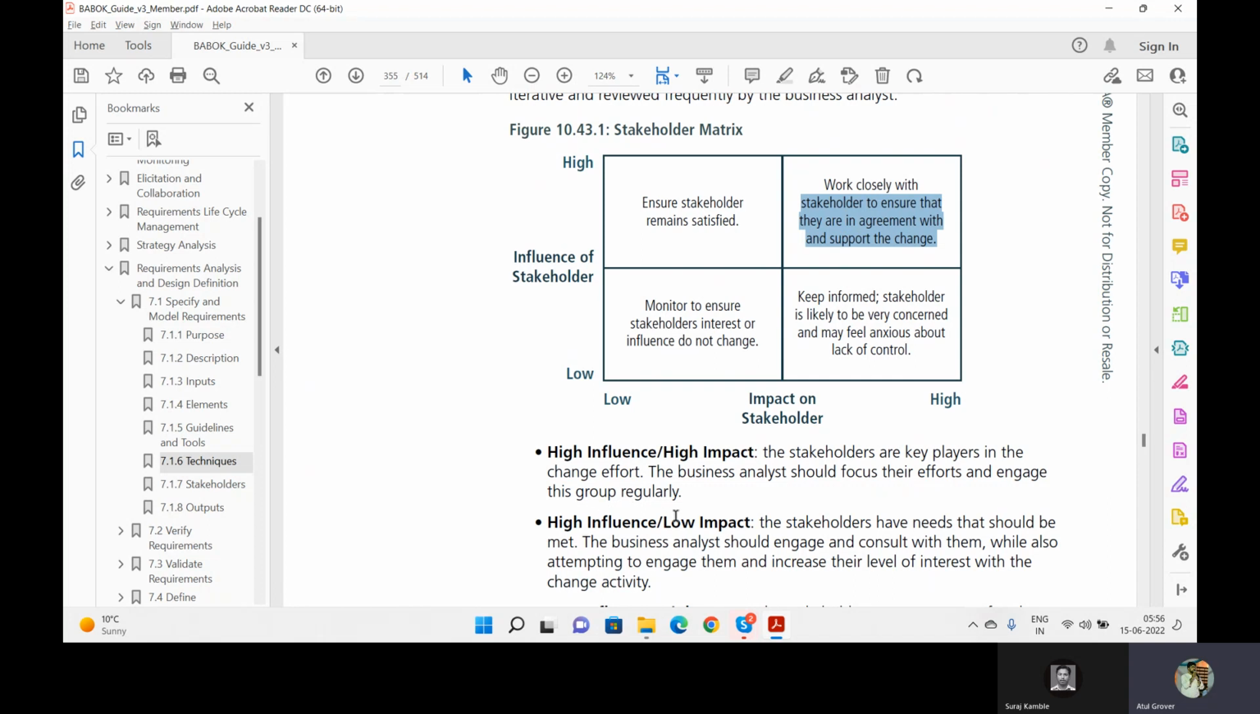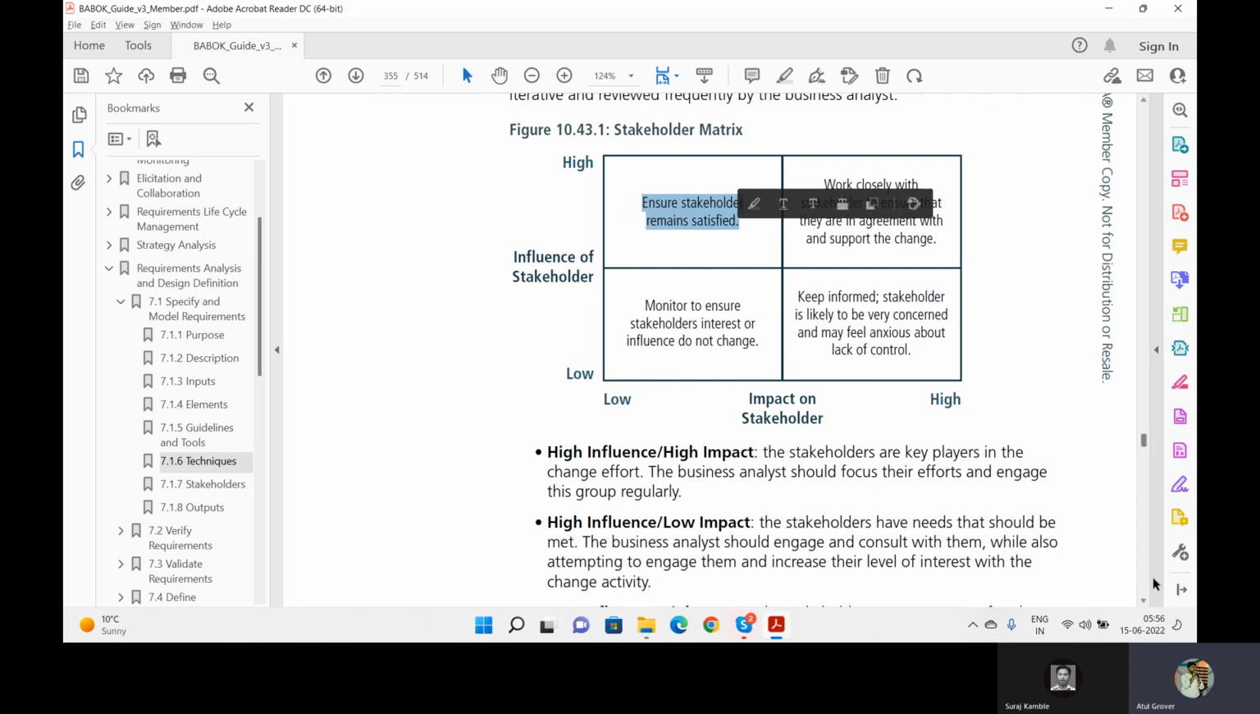High influence, low impact. This one, high influence and low impact. Ensure the stakeholder remains satisfied. Their influence power is very high, but your change doesn't affect them much. But they should be happy. We should make sure that their needs have been fulfilled completely.